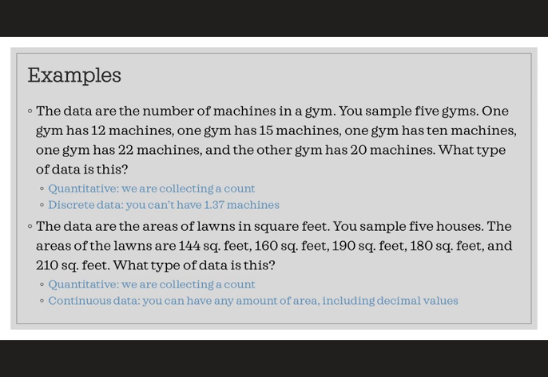All right. So this just adds more to it. These are both quantitative pieces of data because I'm assigning numbers to them. Okay. If I was describing the color of the gym equipment instead, that would be qualitative data.